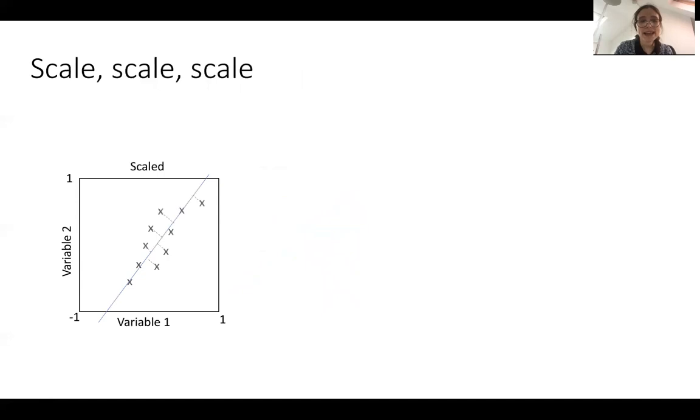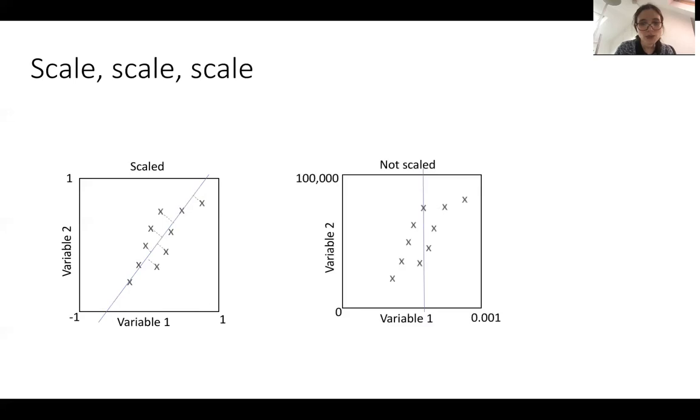When you do PCA, it's extremely important to scale your data. For example, here you can see that this would probably be the line of best fit. However, if the data wasn't scaled and variable 2 had a much wider range than variable 1, then by the definition of the line of best fit, this would be the line of best fit. This is because a small change in variable 1 won't make much of a difference in terms of the distance to the line. However, a small vertical change would make a huge difference.